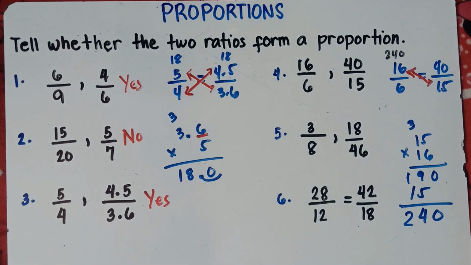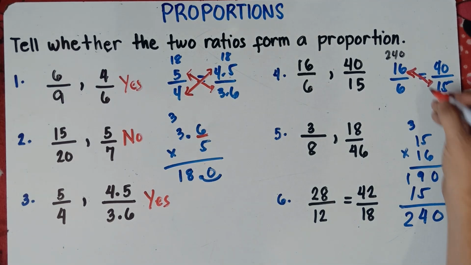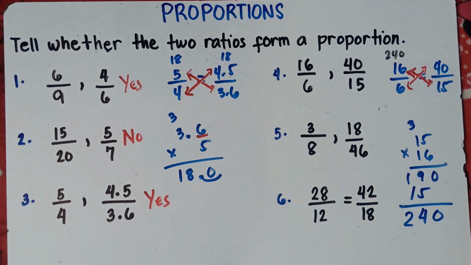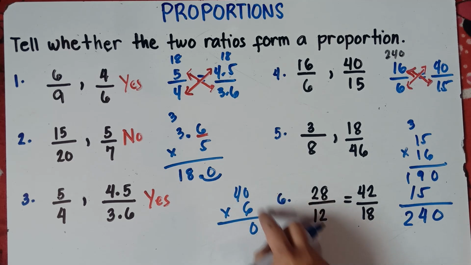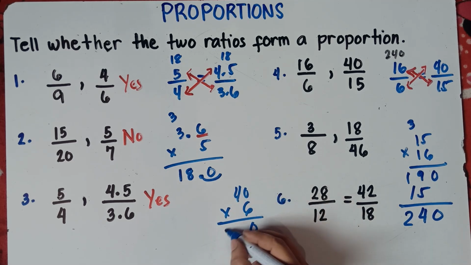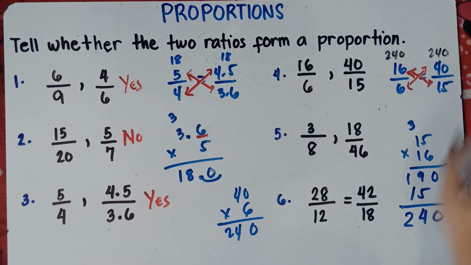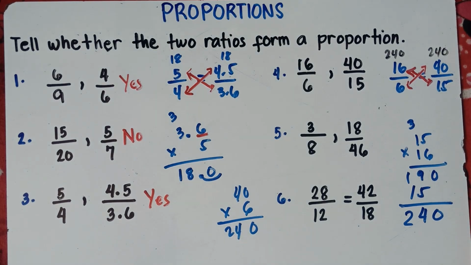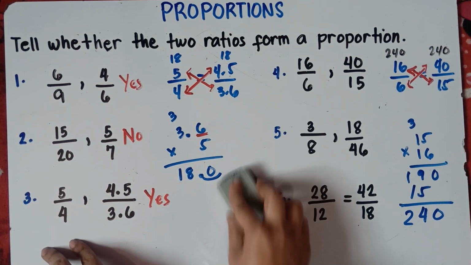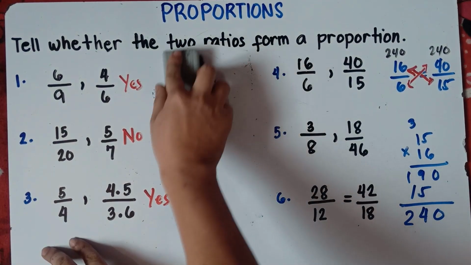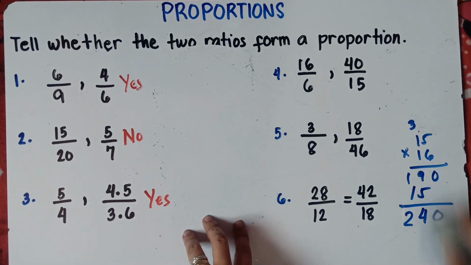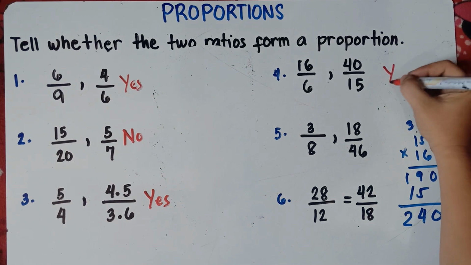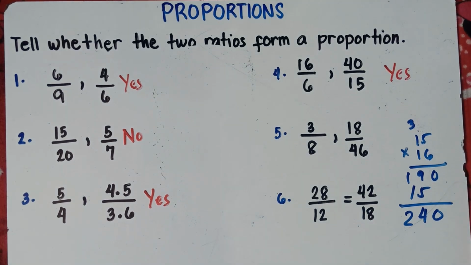Let's check. Multiplying 40 and 6, to see if they have the same answer. So 40 times 6. 6 times 0 is 0. 6 times 4 is 24. 240. Same answer, class. 240. Therefore, for number 4, our answer is yes. A big yes for number 4. Let's try number 5.